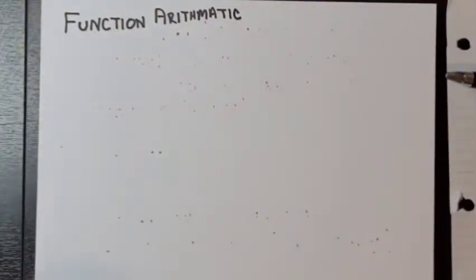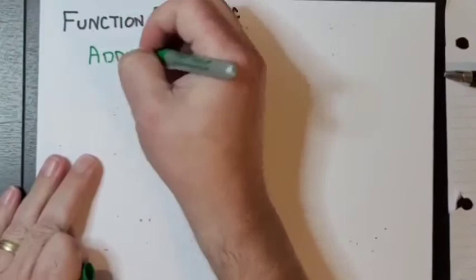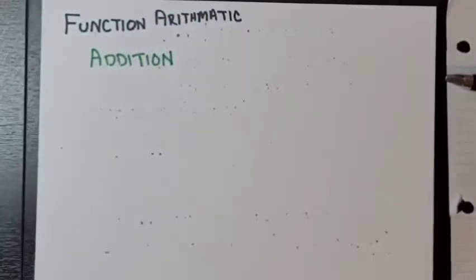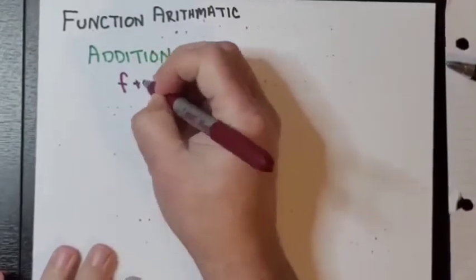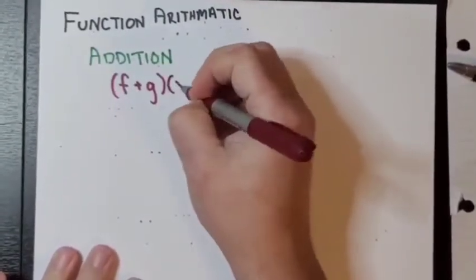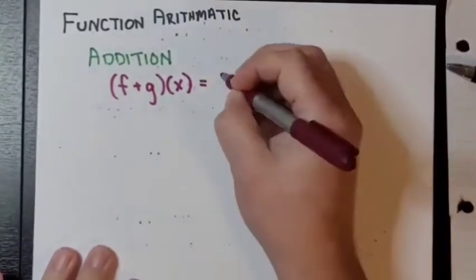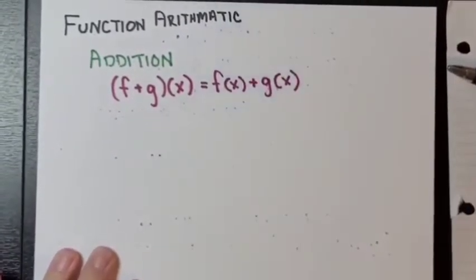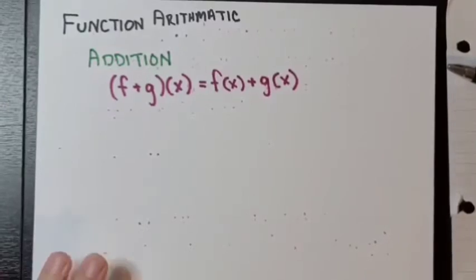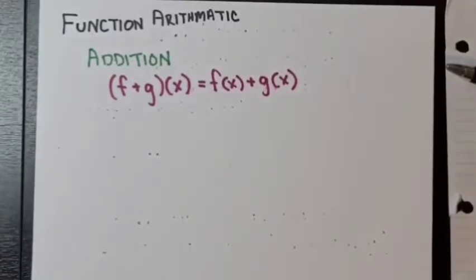And let's start off with the easiest one, addition. So the addition in function arithmetic is we're going to take the function f plus g of x. Now, to simplify that, that's just f of x plus g of x. Now, I wanted to do an example, but I sort of forgot to write what f and g were.